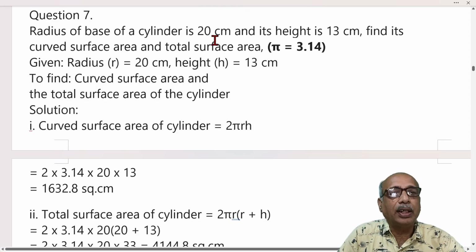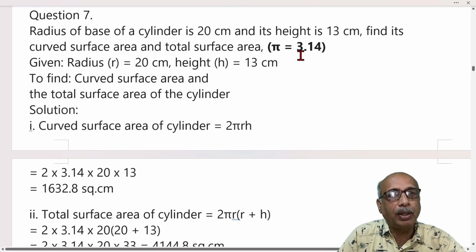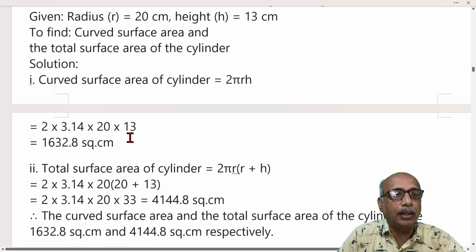Next. Radius of base of a cylinder is 20 centimeter and its height is 13 centimeter. Find its curved surface area and total surface area. Here the value of pi is given as 3.14. If any value of pi, 22/7 or 3.14, is given, we have to take the same value for that problem. If it is not given, you can take either 22/7 or 3.14. But if it is given, we have to take the same value. Please take note.